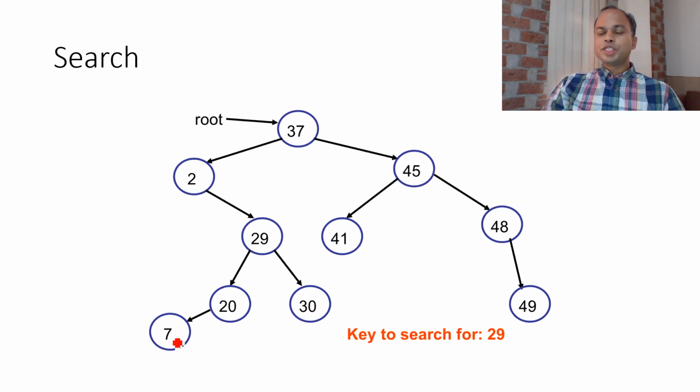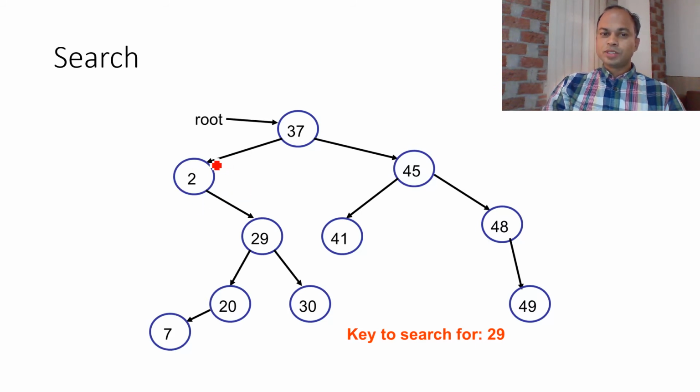If we talk about the searching operation, the next operation is searching. Say we want to search 29. Whatever we want to search, first of all, it is compared with the root, 37. 29 is lesser than 37. Now we are at 2.